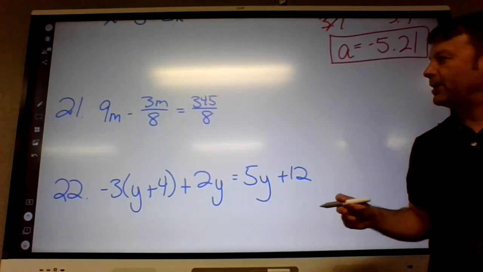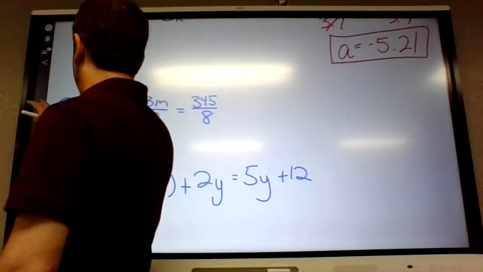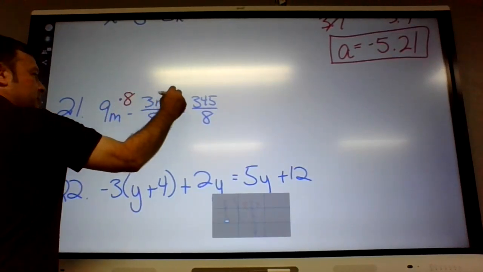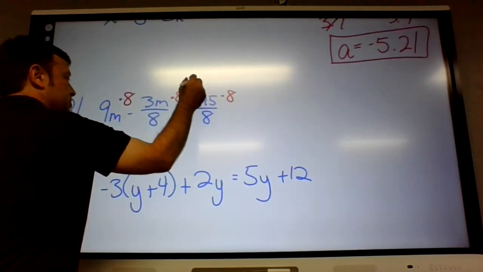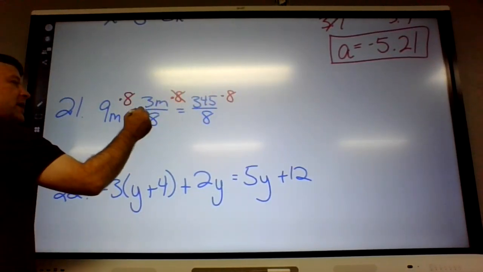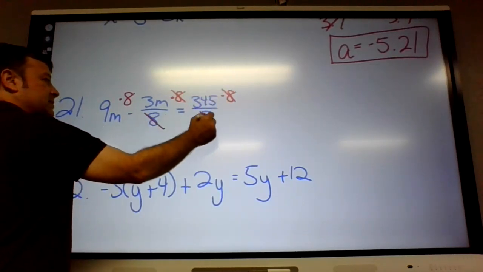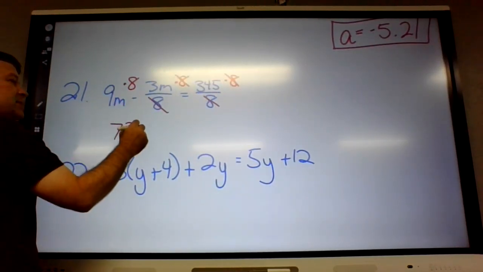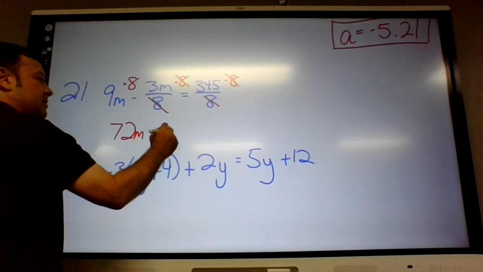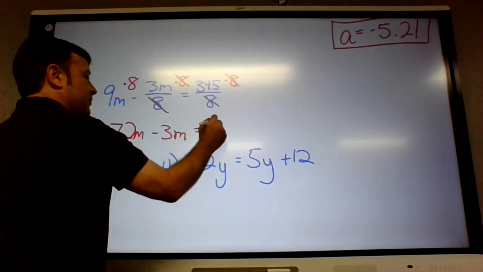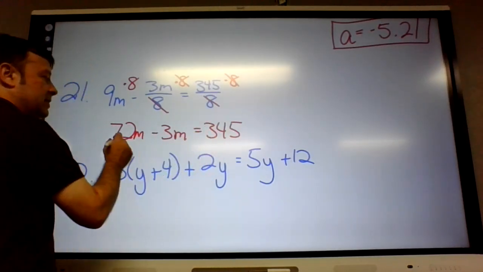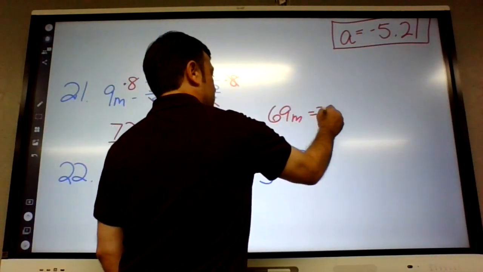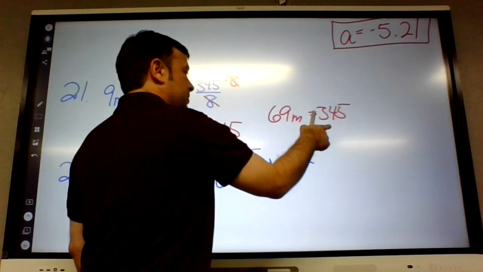Oh, we need to hurry. All right, what do we need to multiply by here? 8. Because the 8s will cancel out with the 8s. So this would be 9 times 8m, 72m minus 3m equals 345. These two go together. And then divide.